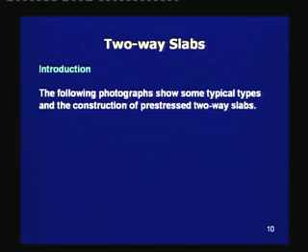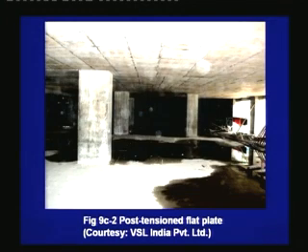The following photographs show some typical types and the construction of prestressed two-way slabs. In this photograph, we can see a post-tensioned flat plate after construction. We can notice that there are no column capitals or drop panels, and see that the bottom of the slab is completely flat. That means this type of construction does not create any obstruction for the service conduits.